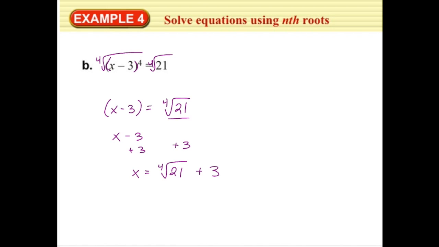So if I needed to plug this part of my expression into the calculator, I could, and that would give me an x of approximately 5.14 or 0.86. And I just did that by plugging in the 4th root of 21 plus 3. You can also plug in 21 raised to the 1/4 plus 3, and that would give you that solution as well.